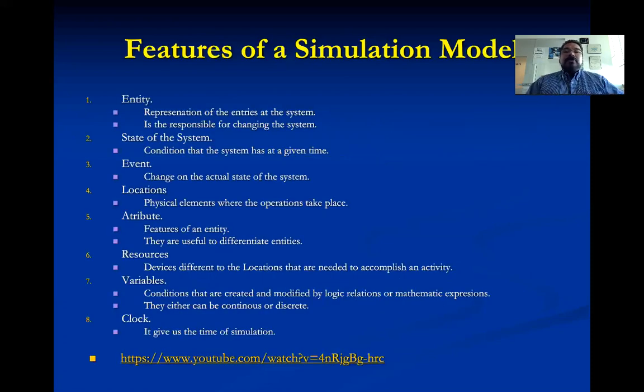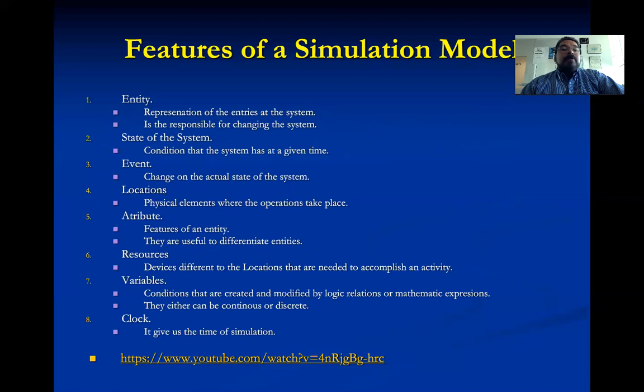There are some features in a simulation model. We need to identify each of these 8 features to know that we have a good idea of what we are going to simulate. For example, first of all, we need to identify the entities. The entities are the representation of the entries to the system. They are responsible for changing the system.